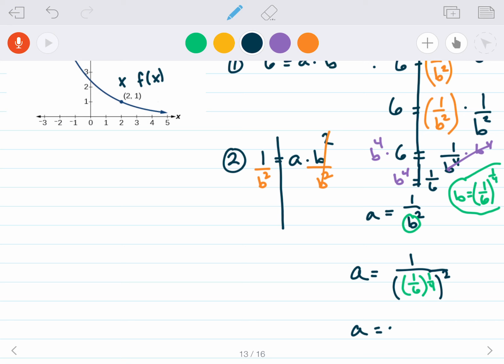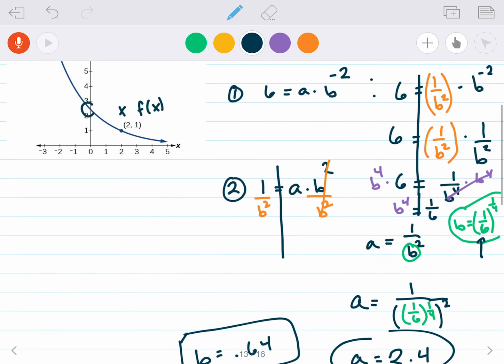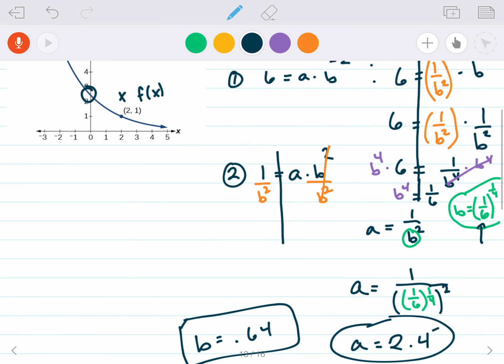So I'm getting that a is approximately 2.4. And then b, when we crunch this in Desmos, or your calculator, when we do 1 over 6 raised to the 1 over 4, we're getting about 0.64. And that makes sense with our picture because this is our a, and it looks like it's almost 2.5. It's not quite, though. Good thing we didn't guess that. It's 2.4. Pretty close, though.